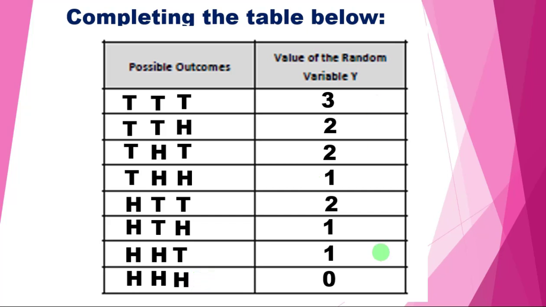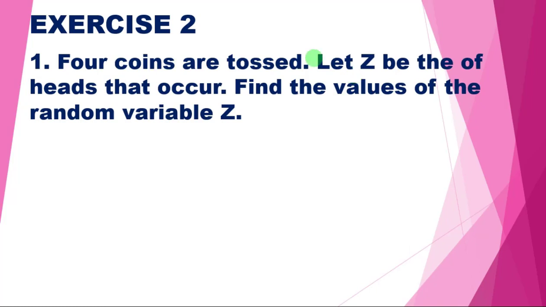So this answers our question that we have to make this table, and you have to write the value of the random variable Y, where Y represents the number of tails. I hope you understand this learning activity video. So moving on to the next exercise, number 2.